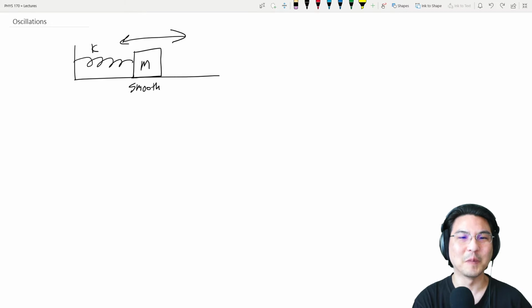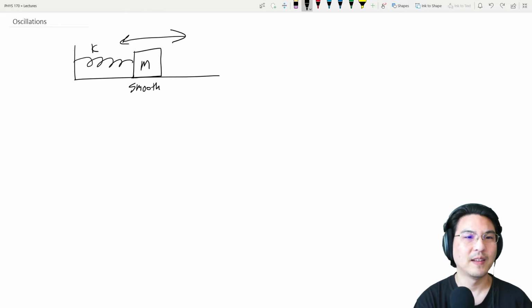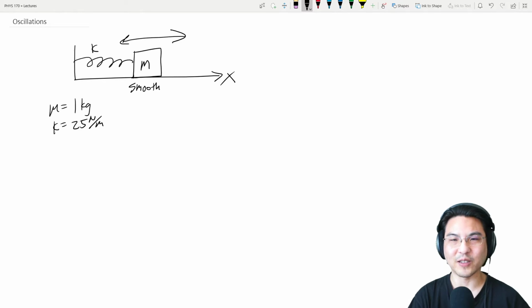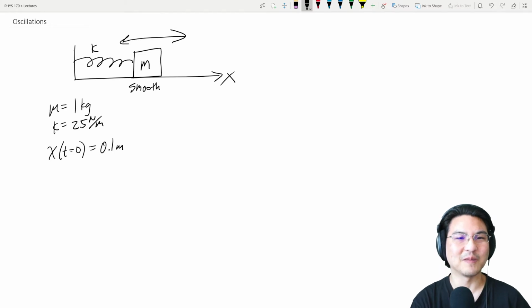And if we ignore air resistance and all that, that's not what we experience in life, right? So this is kind of an idealization. And I'll just call this, say, the x direction. And let me just make up numbers. Let's say the mass is 1 kilogram, the spring constant is something. And let's say when I start my stopwatch, the block is at some position, 0.1 meters. So it's somewhere like over here.